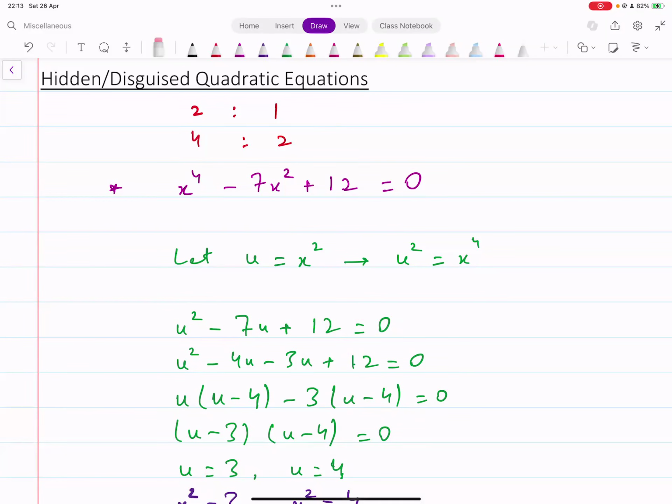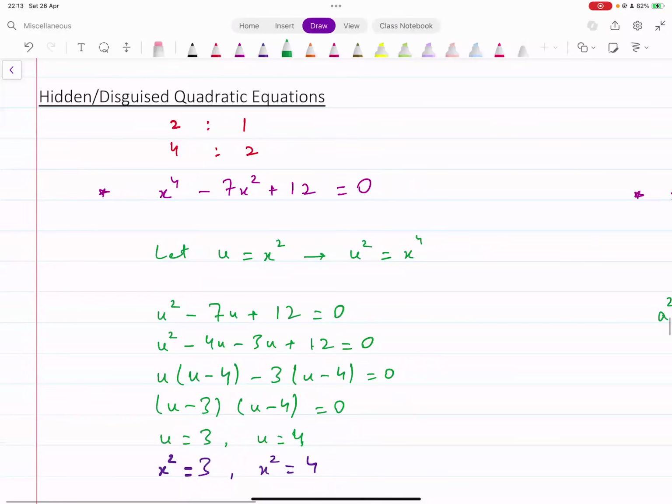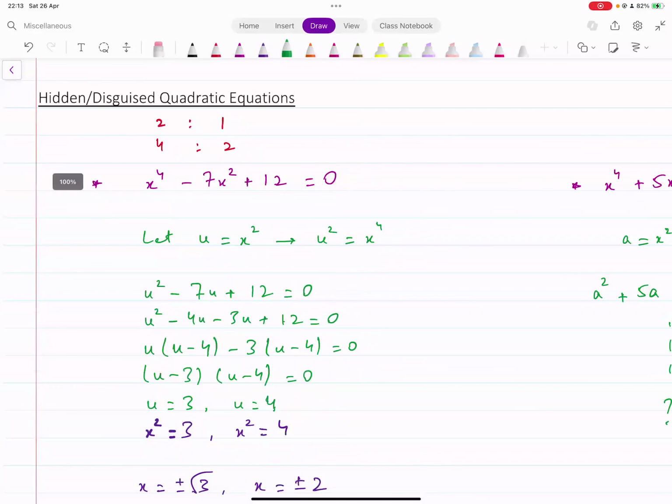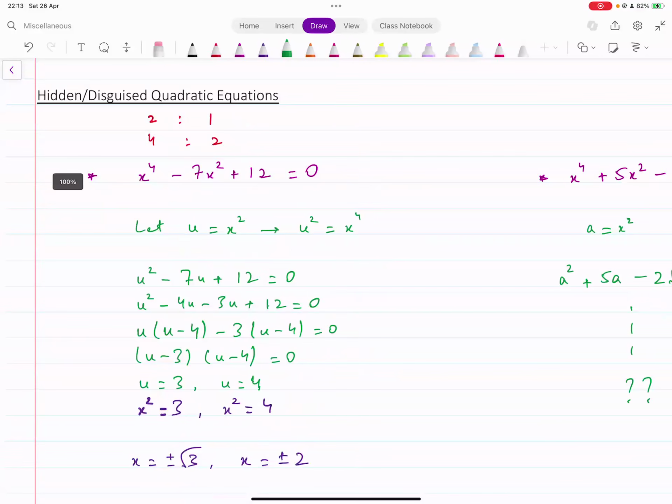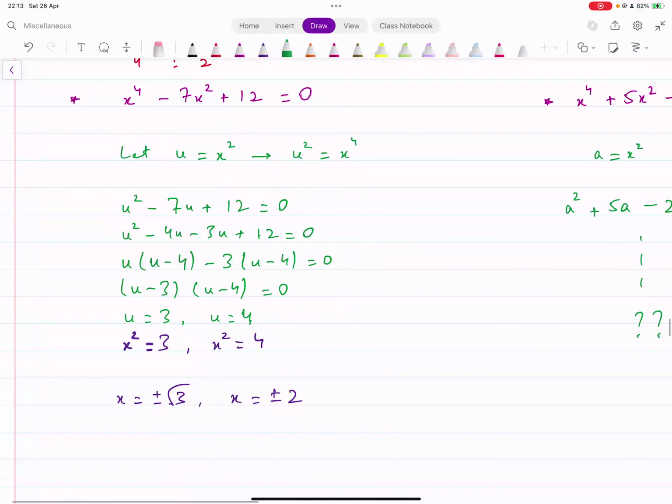What we do is we use a substitution. We replace the smaller power with another letter. So in this case, we say that u equals x squared. And then u squared will become x raised to the power 4. Solve this equation, put that substitution back at the end. In place of u, you put x squared back again, and you get the solutions from that.